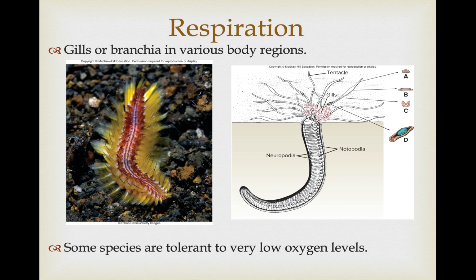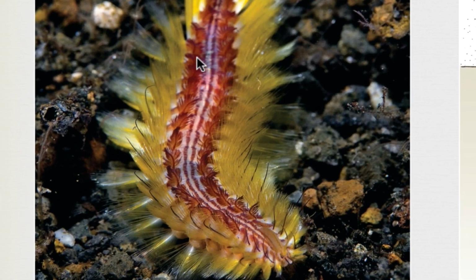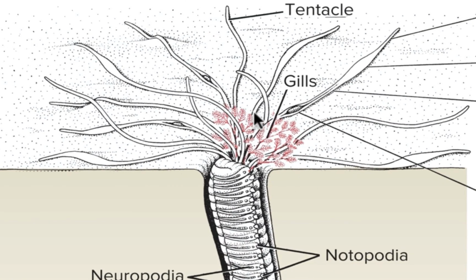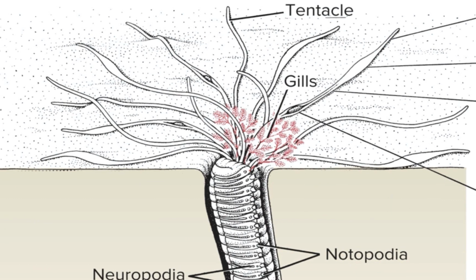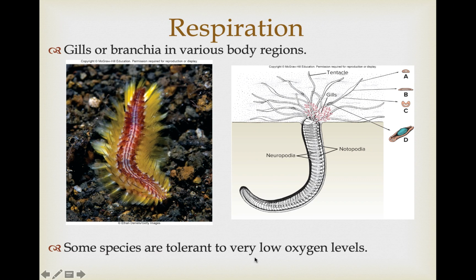But most of the aquatic forms have gills or branchia. So these can be spread throughout the body, as you can see in this worm right here with these red frilly structures. You can also see gills associated with this spaghetti worm here. And then some of these deep sea species have been shown to be very tolerant of low oxygen levels, and so they don't even need much oxygen.